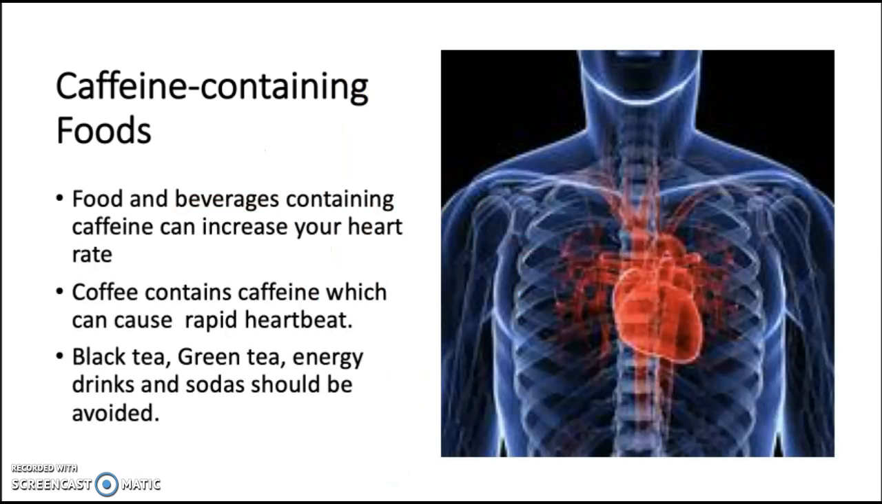One of the examples we can see here is how food containing caffeine affects our heart rate. Food and beverages containing caffeine increase your heart rate. Coffee contains caffeine, which can cause rapid heartbeat. Some examples that should be avoided are energy drinks, green tea, black tea, and sodas, of course.